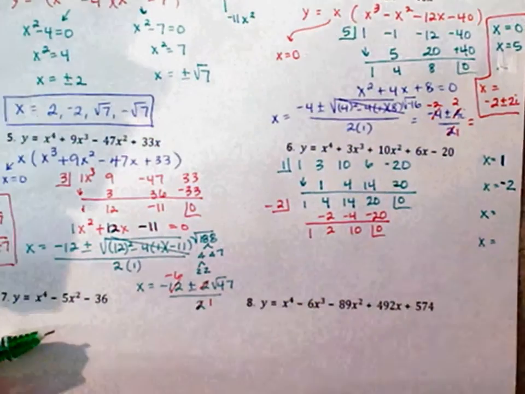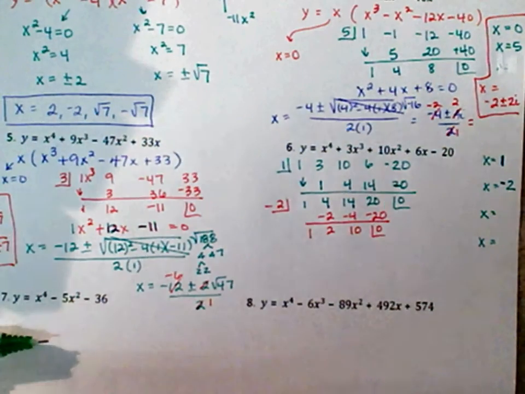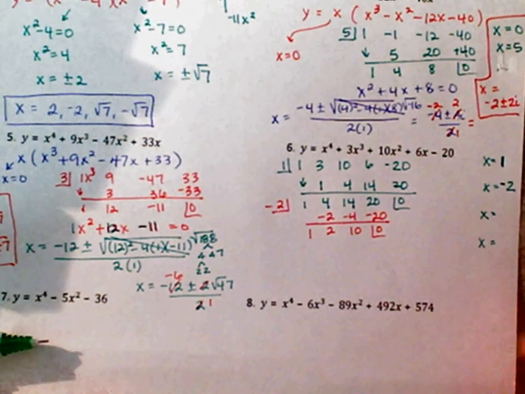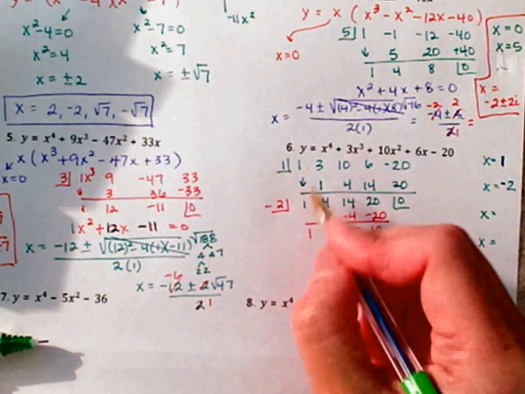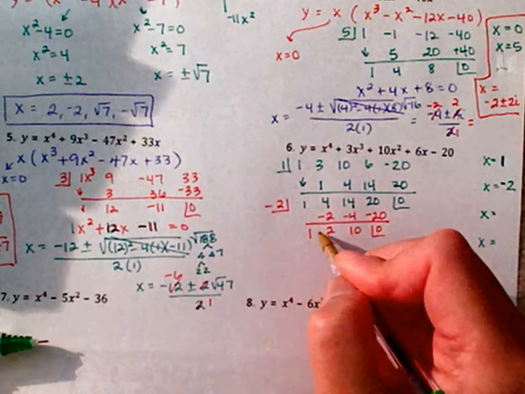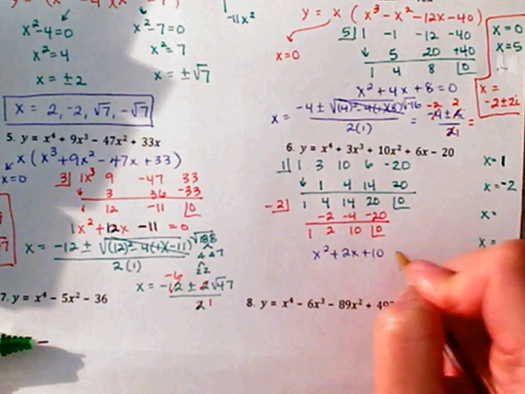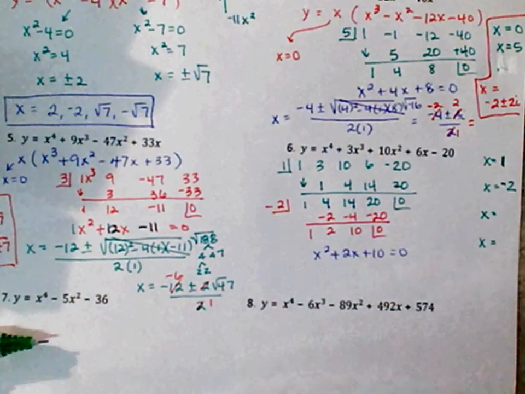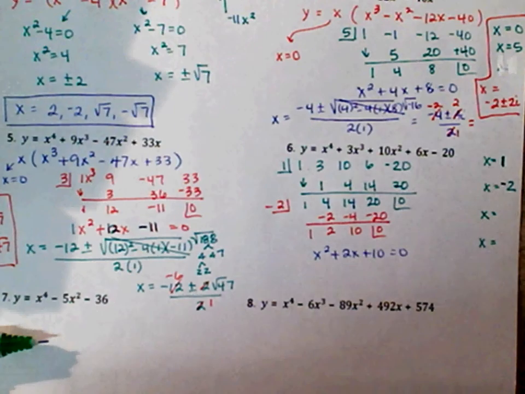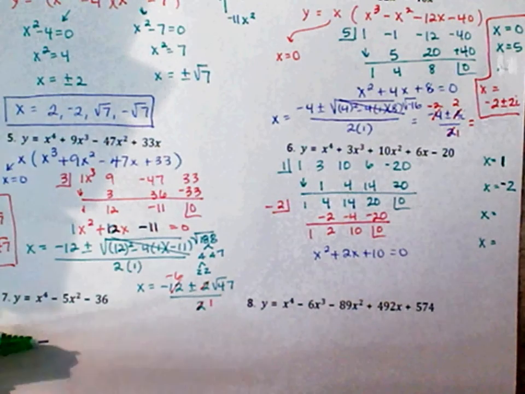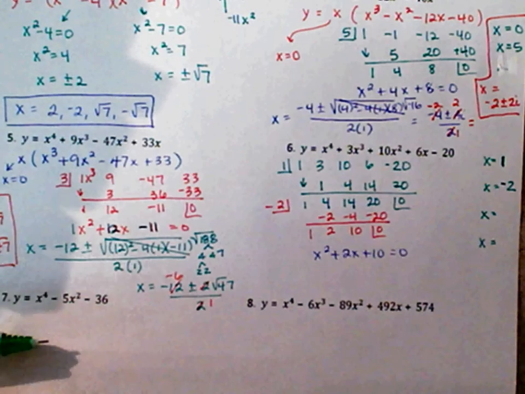Okay? So you got those two. Now I got to go find these two. X to the 4th, x to the 3rd, x squared plus 2x plus 10. I don't know of any numbers that multiply to give you 10 and add to give you 2. So, all right, I'm going to have to do the quadratic formula again. Here we go.